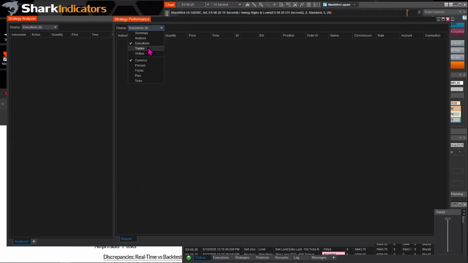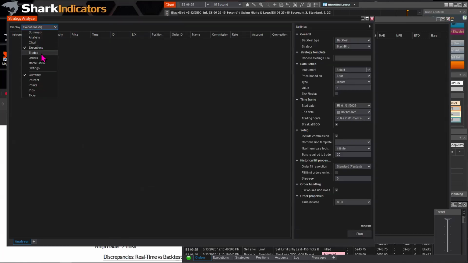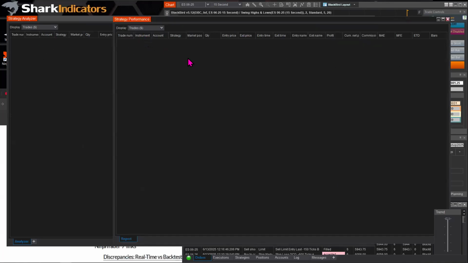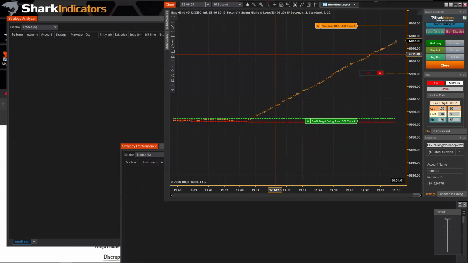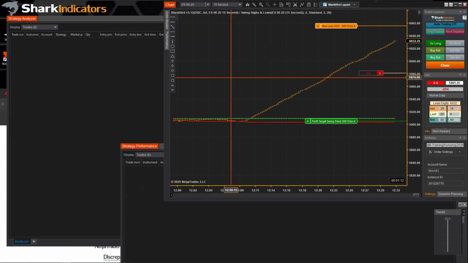Actually, you know what? I'm going to go back to trades. Yeah, I think going back to trades, you'll be able to find where things are out of sync a lot faster if you compare trades to trades there. And then once you find that, then you can go to the chart and compare the charts and find out where did things become desynchronized.